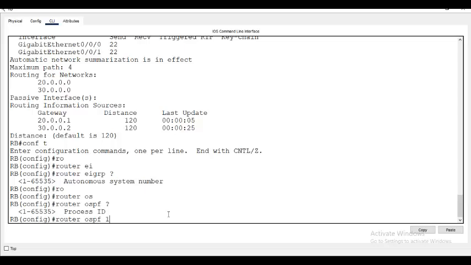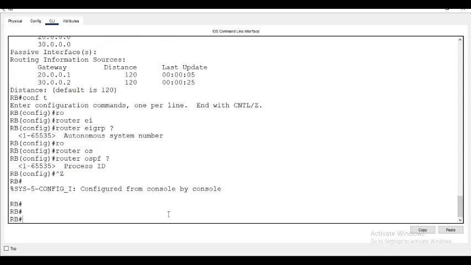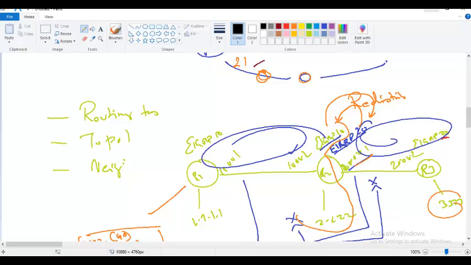You will say router RIP, version 2. Why? Because they are subnetted. And then by default, they will summarize and send 10.0.0.0. You don't want to summarize, so you will say no auto-summary.